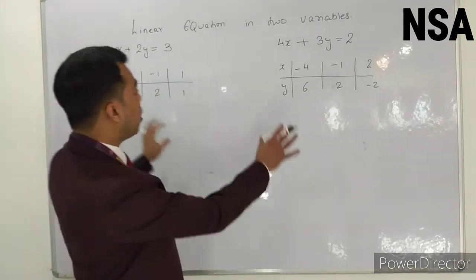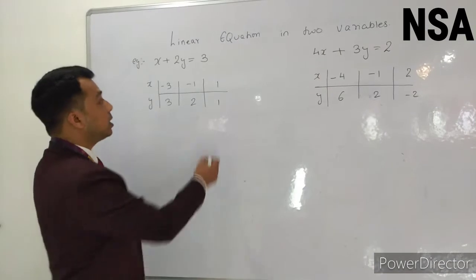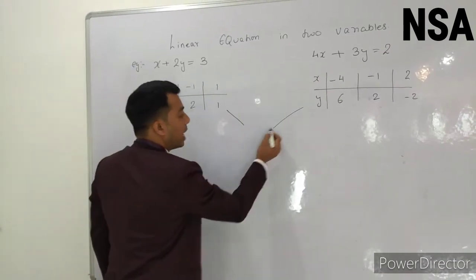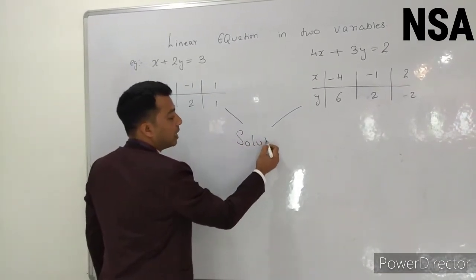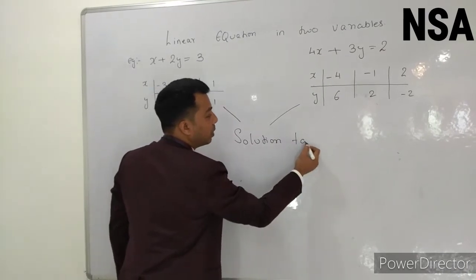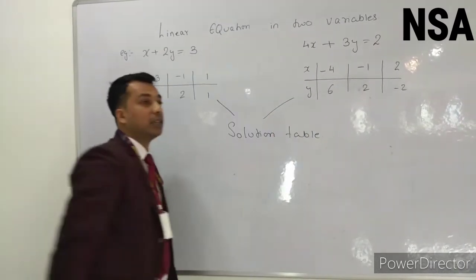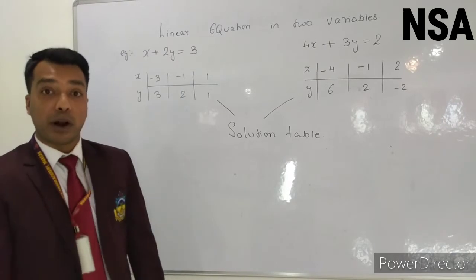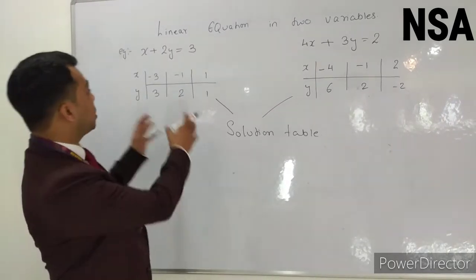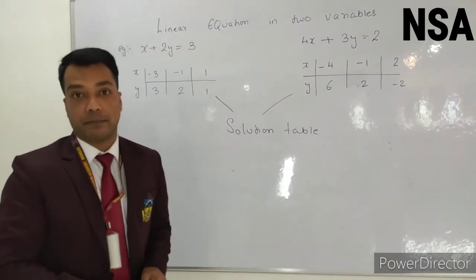Once you have found the solutions, this box is known as a solution table. Once the solution table is written, you have to plot these solutions on the graph.